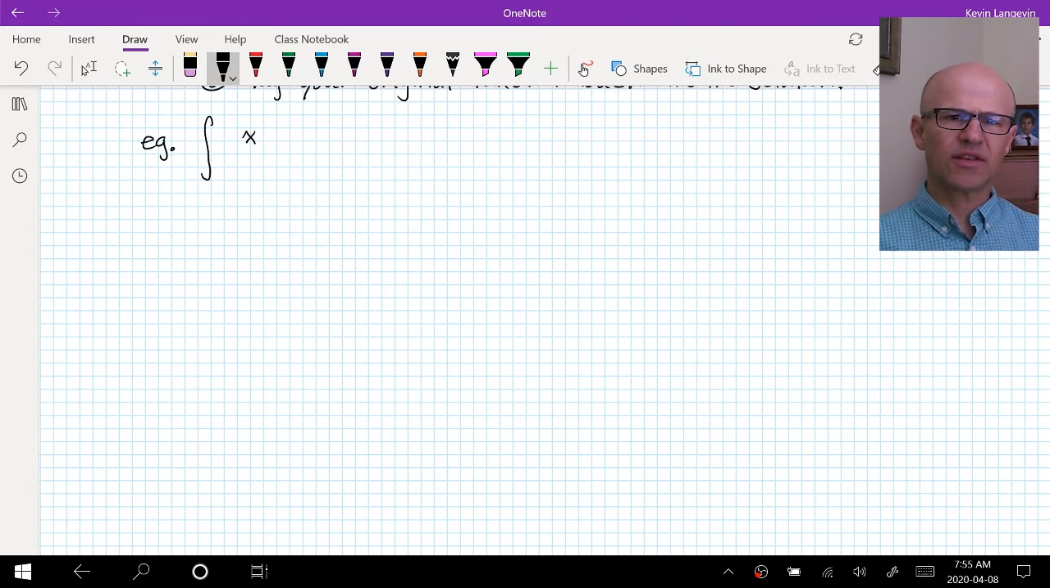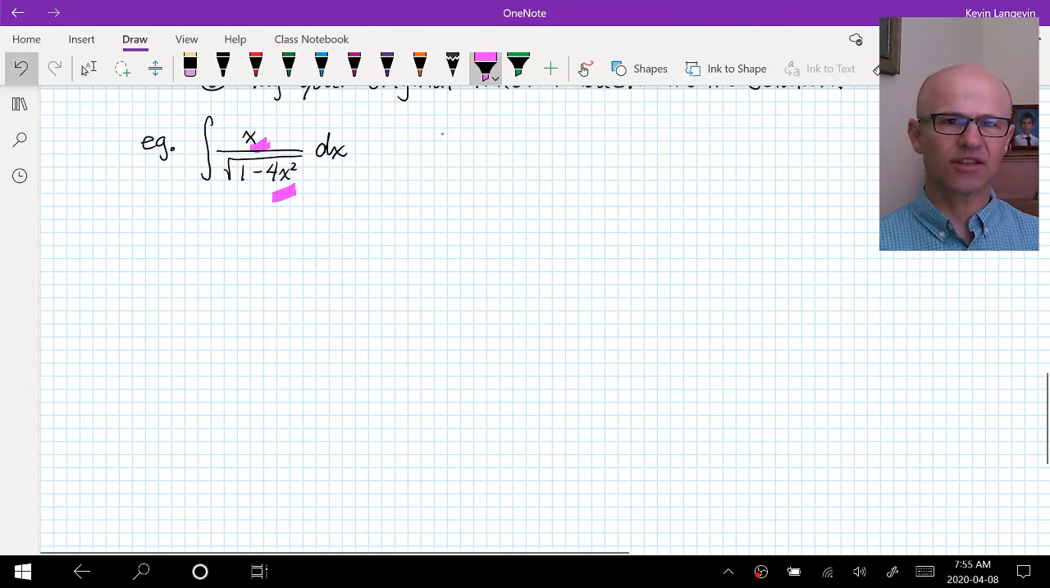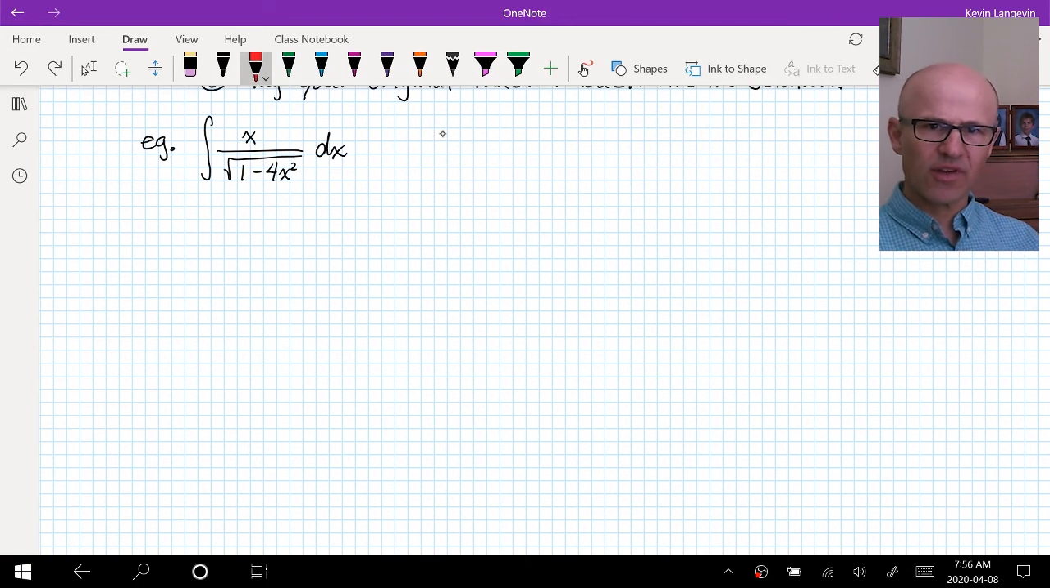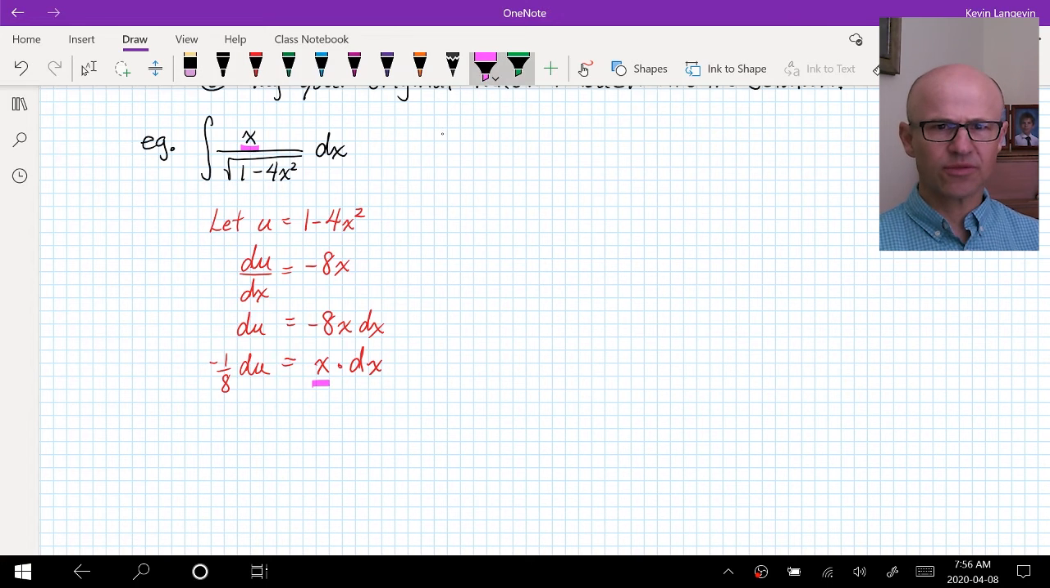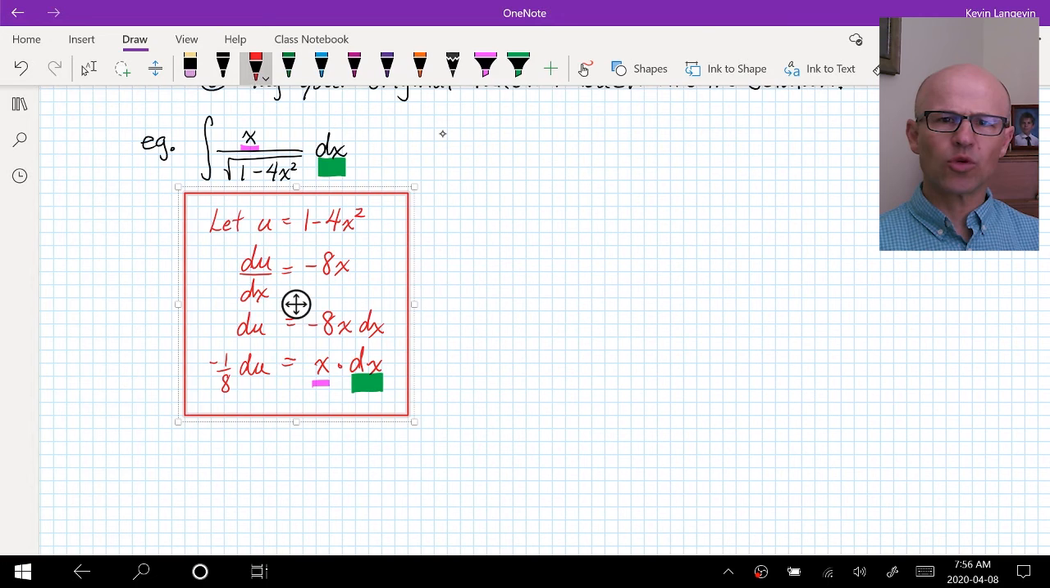Here we've got the integral of x over top of the square root of 1 minus 4x squared dx, the derivative of a 4x squared could be an x. So that's why we'll let u equal 1 minus 4x squared. Take the derivative, rearrange, and then replace all the pieces as we are seeing them.